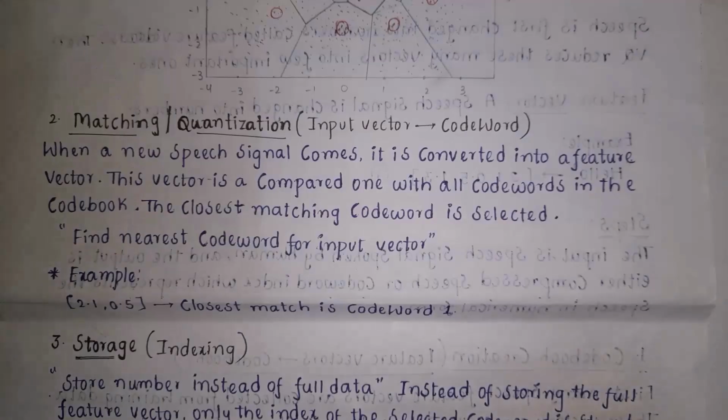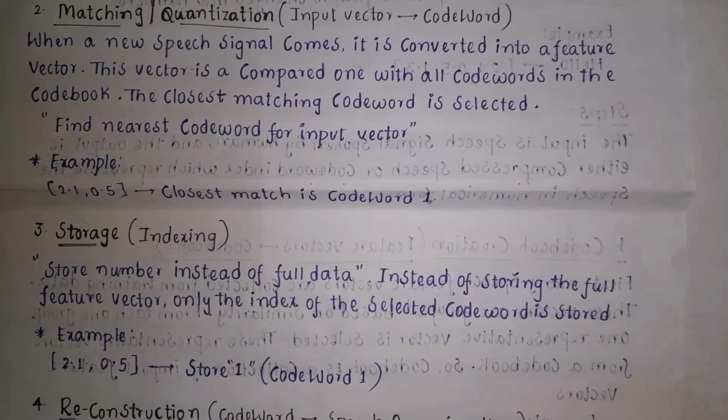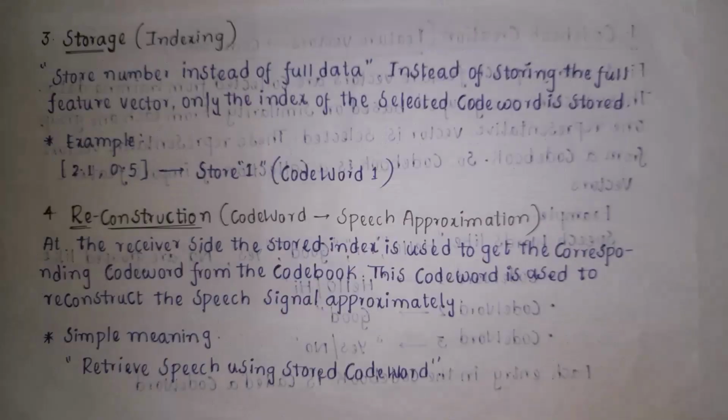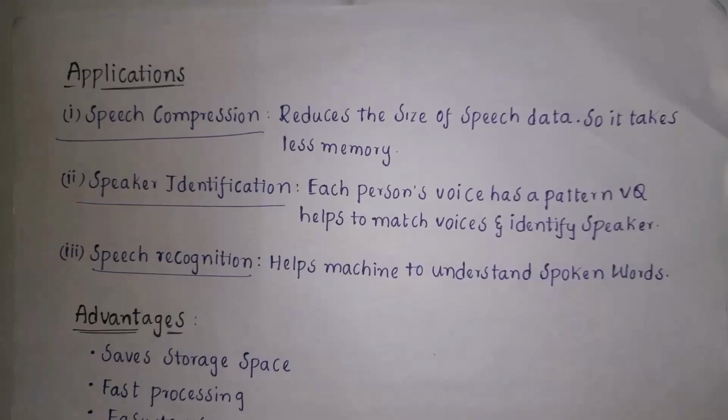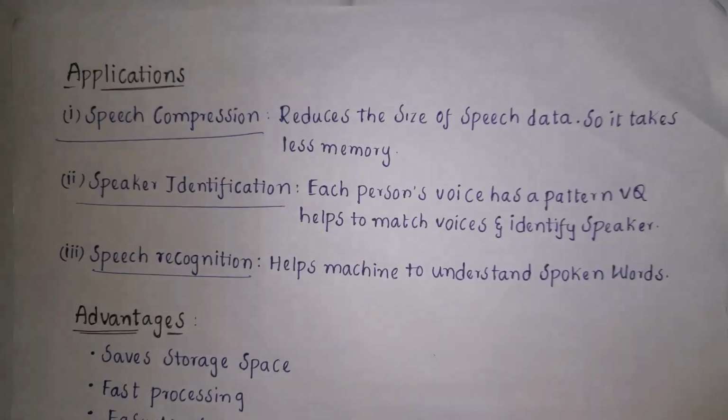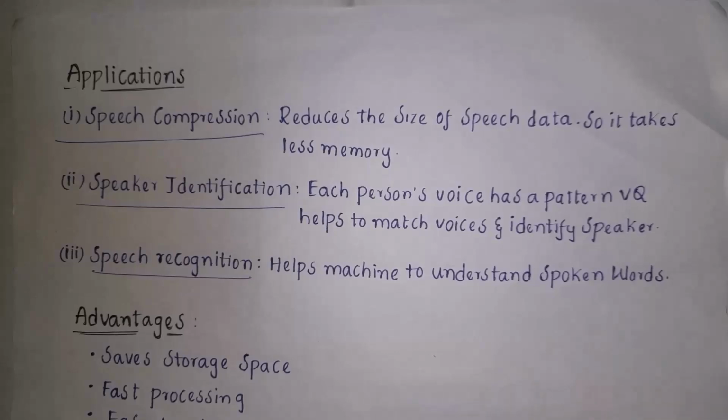Here in this model, instead of storing complete speech data, only index numbers are stored. We call those index numbers code words. So storage size will be reduced, and whenever a person speaks anything from the receiver side, based on code word index numbers, the speech is reconstructed at the receiver side. We use the vector quantization method for speech compression in order to reduce the size of speech data, which will occupy less memory because we are storing index numbers, not complete speech data.